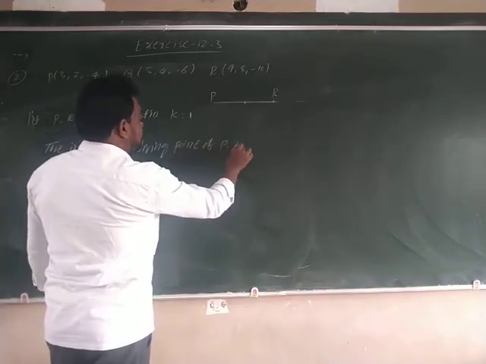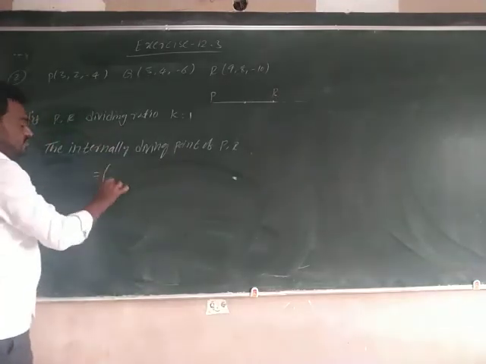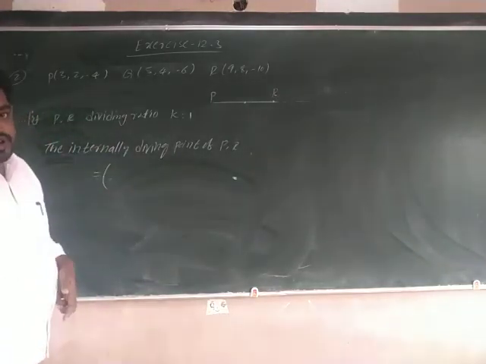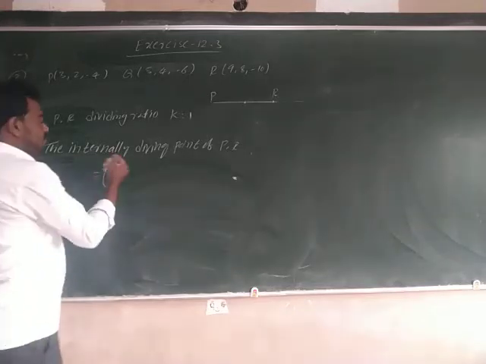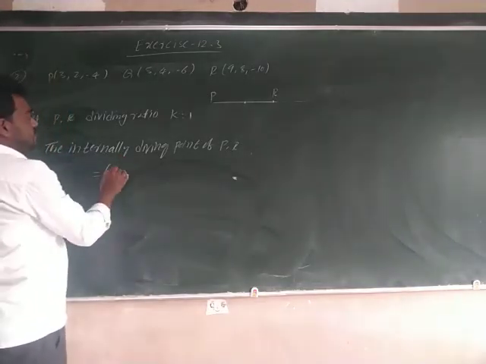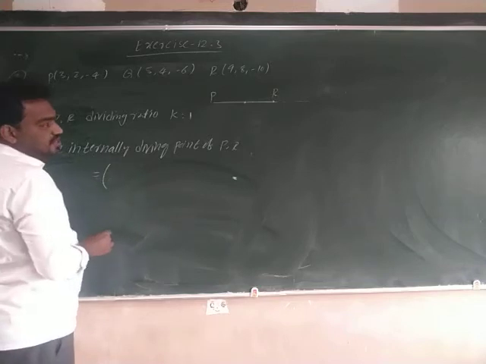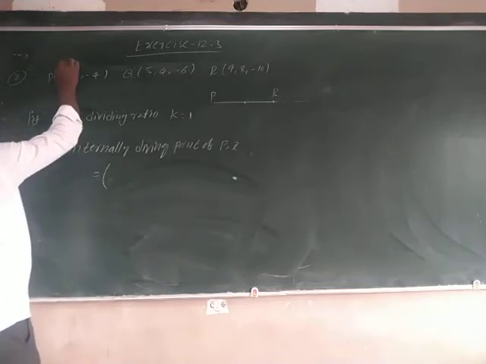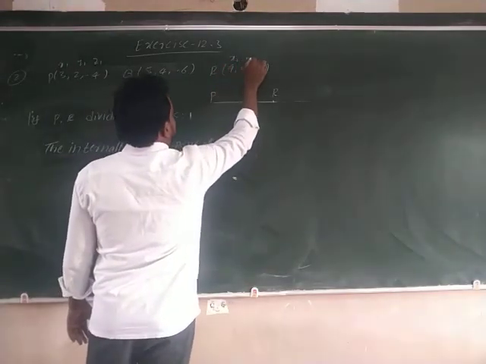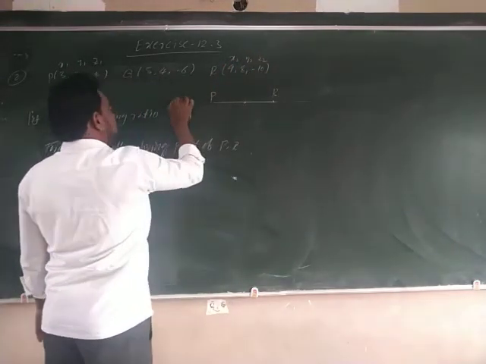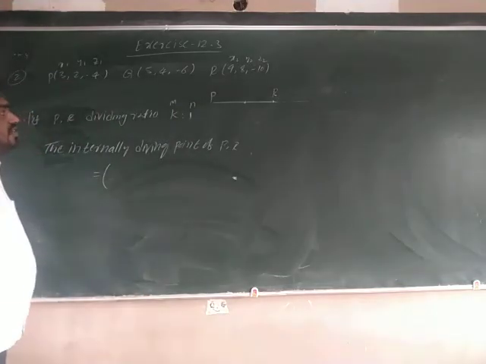Finding the dividing point of PR: if the K value is positive, it is internal. If K is negative, it is external. So I am finding this one. What is the formula? (mx2 + nx1)/(m + n). This is x1, y1, z1, and this here is x2, y2, z2. This is the m, this is the n.